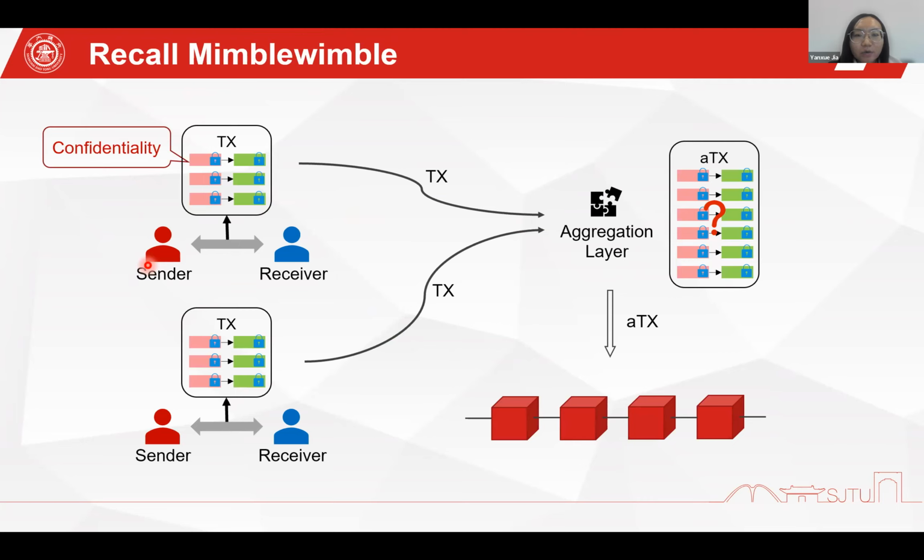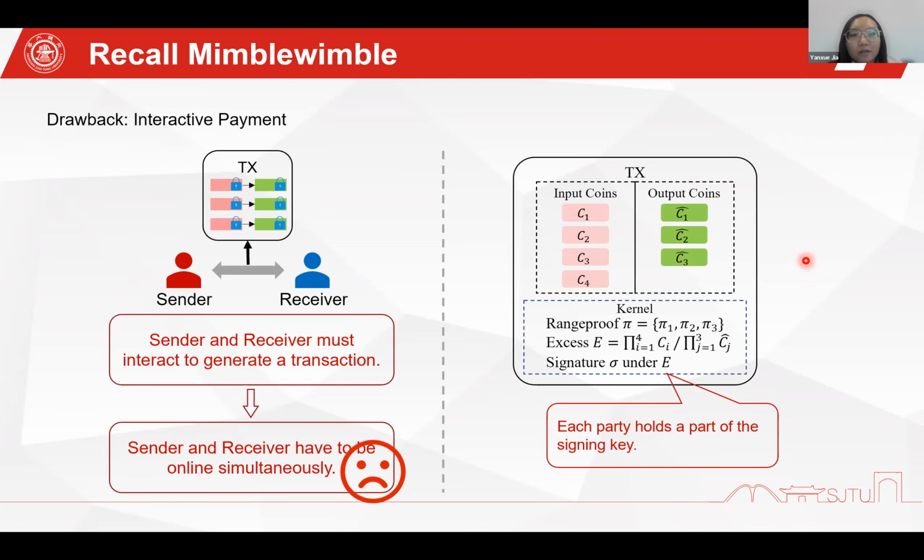Mimblewimble has a beautiful feature called cut-through, which means that if this coin is spent by this coin, then the 2 coins can be deleted in the aggregate transaction, and it can save the on-chain storage cost. However, Mimblewimble has a drawback that might hinder its usage in practice. More specifically, the sender and the receiver must interact to generate a transaction, which means that the 2 parties have to be online at the same time.